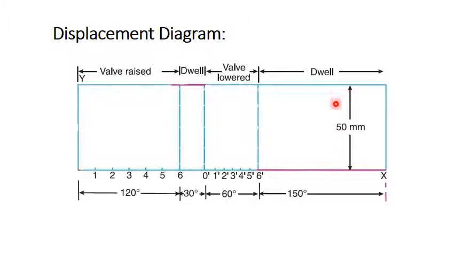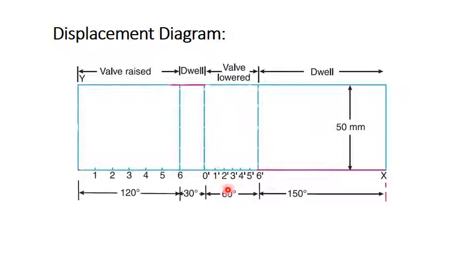The height of this displacement diagram is 50 mm as 50 mm is the maximum lift of the follower. Next, in this 6 centimeters, whatever we have given, we will make 6 divisions. So every 1 centimeter you make a division and mark it as 1, 2, 3, 4, 5 and 6.